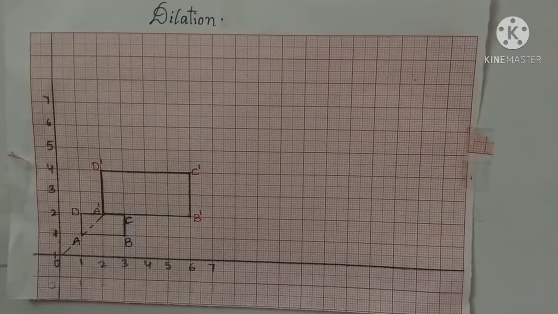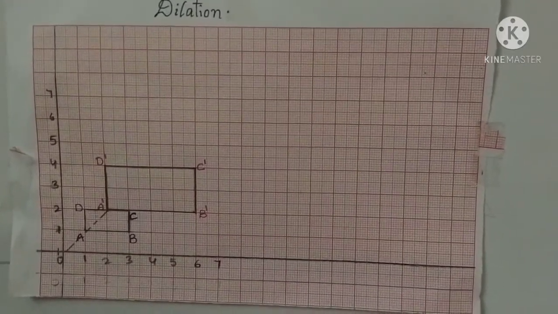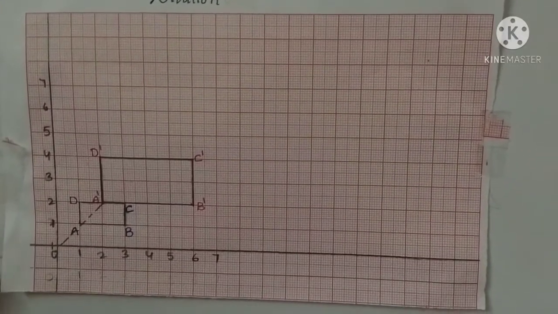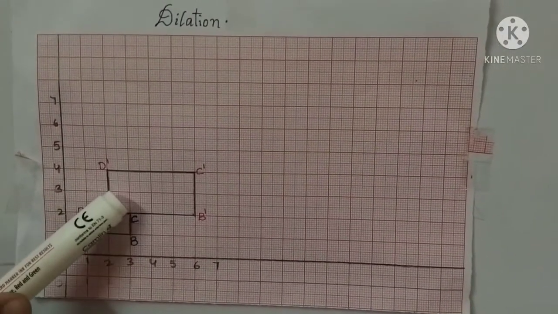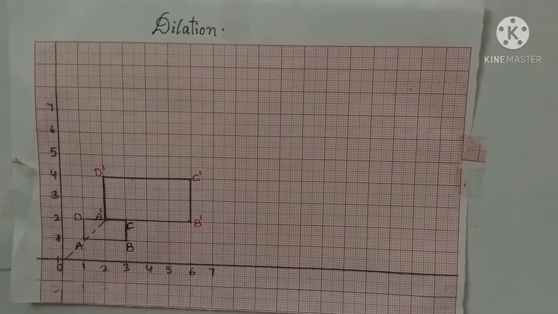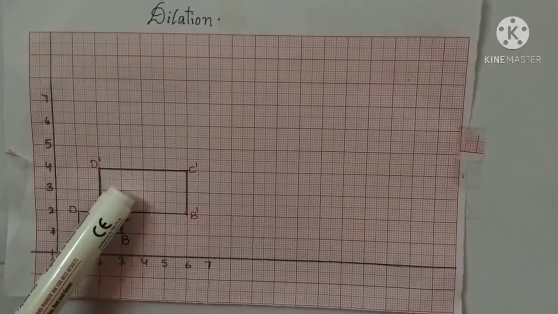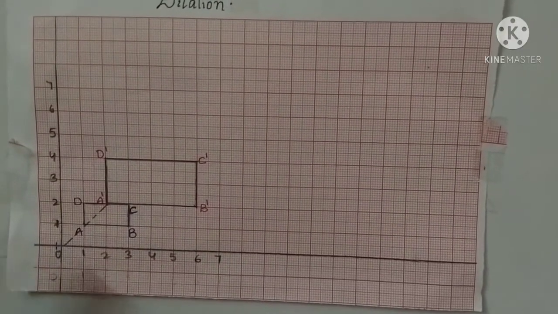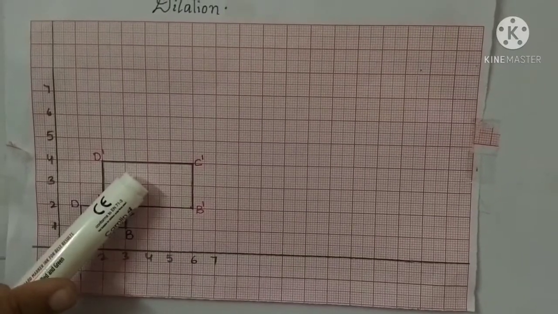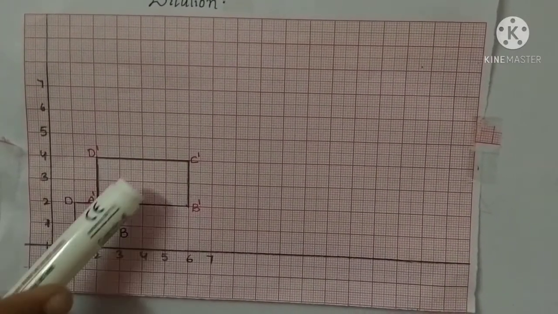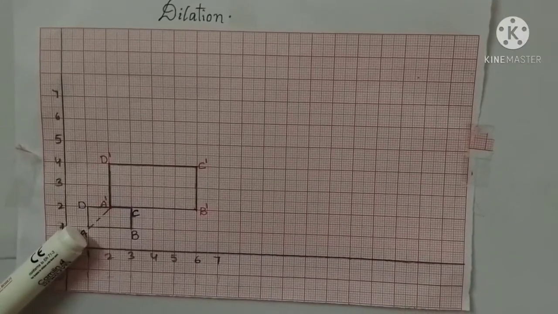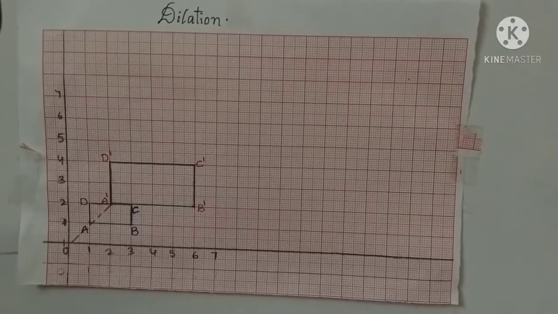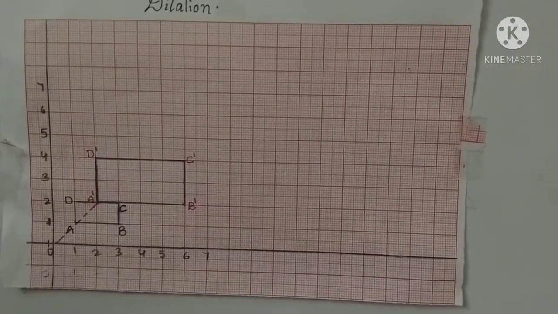Okay, next concept is dilations. What is that? Observe the graph sheet, students. This method of drawing enlarged or reduced similar figures. Enlarged means a shape of bigger size, and reduced means a smaller size. This method of drawing enlarged or reduced similar figures is called a dilation.